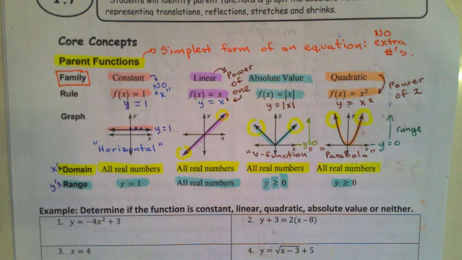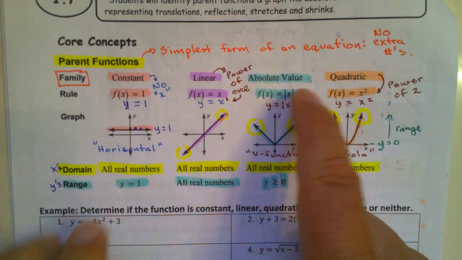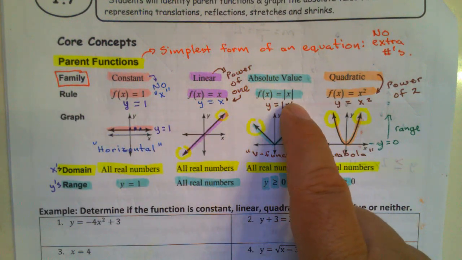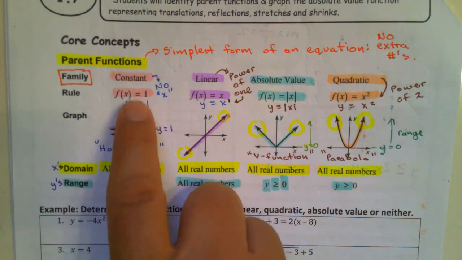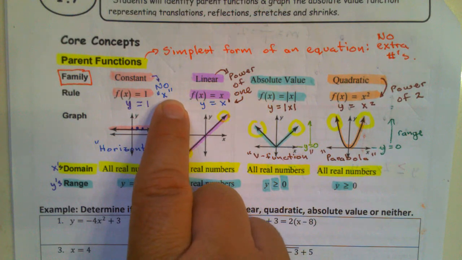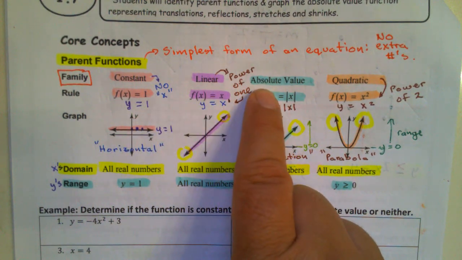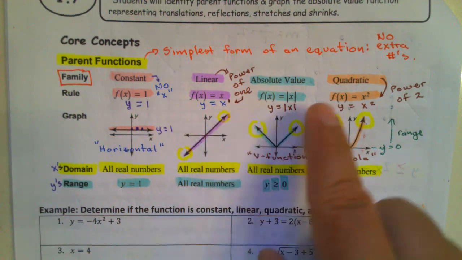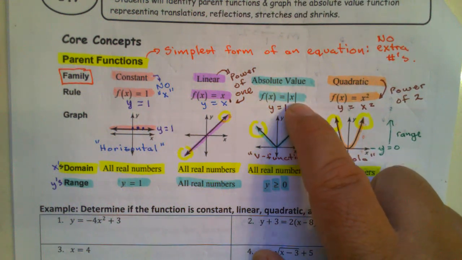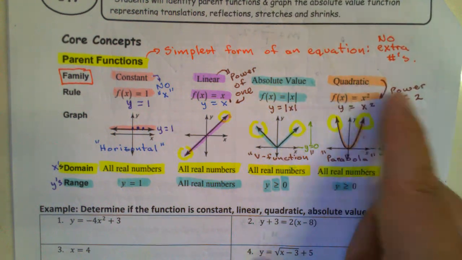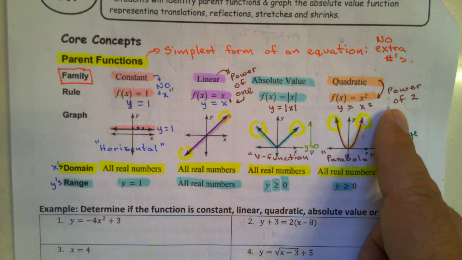So now, the next task that we have to do is probably the easiest one. All they're going to do is show me an equation, and I have to make the decision. What do I call it? What family does it belong to? Well, remember the tricks. A constant is y equals, there's no x. A linear, the biggest power you should have is 1. An absolute value, well, clearly you have to see those bars. And a quadratic, well, the biggest power you see has to be a 2.